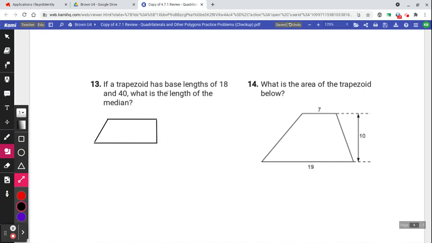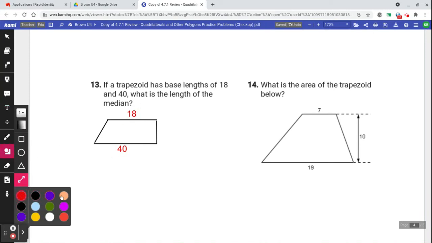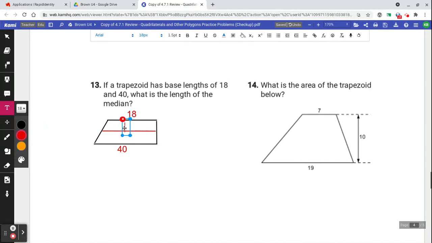It says the base lengths are 18 and 40. And again, the bases are the parallel sides. So we have maybe 18 up here, and this one would then be 40. What is the length of the median? Well, the median is the line that connects the exact midpoint to the exact midpoint over here. And we might decide to call that X.